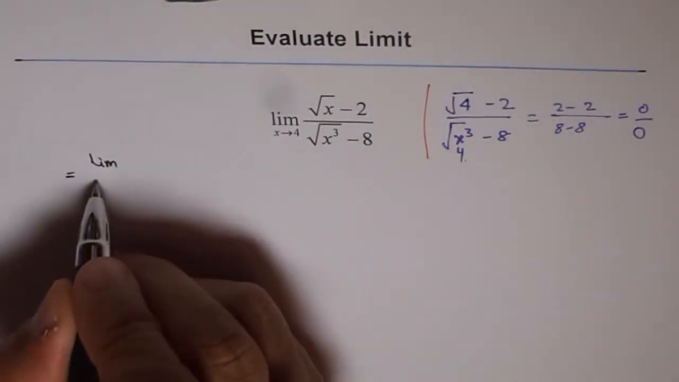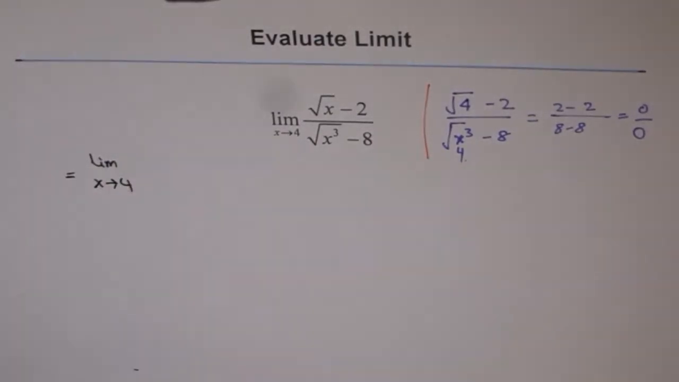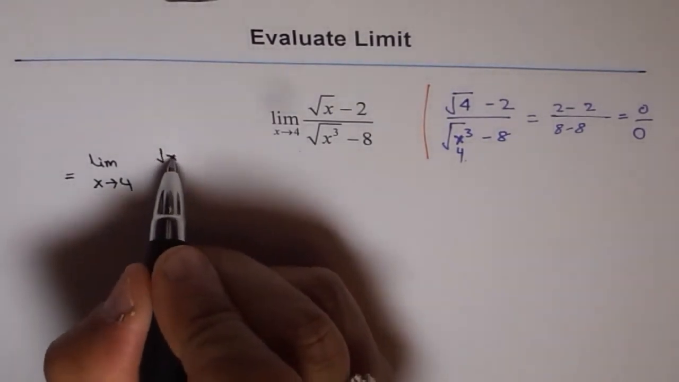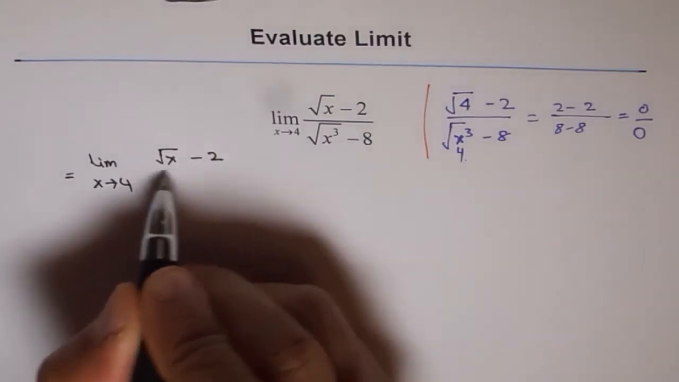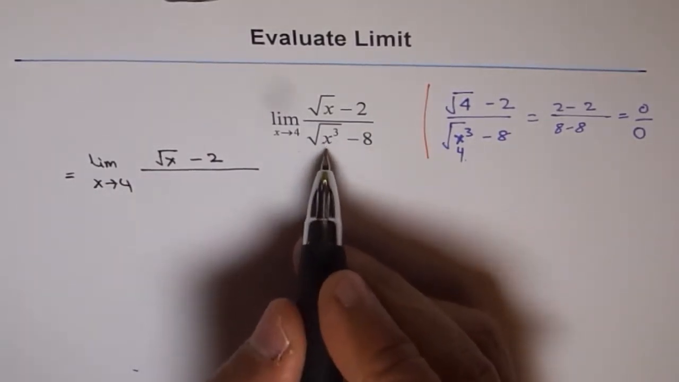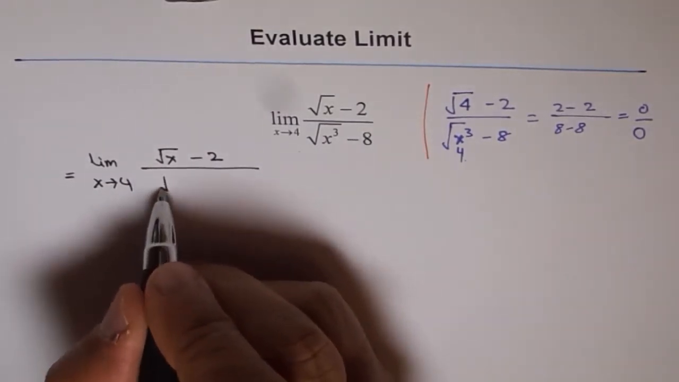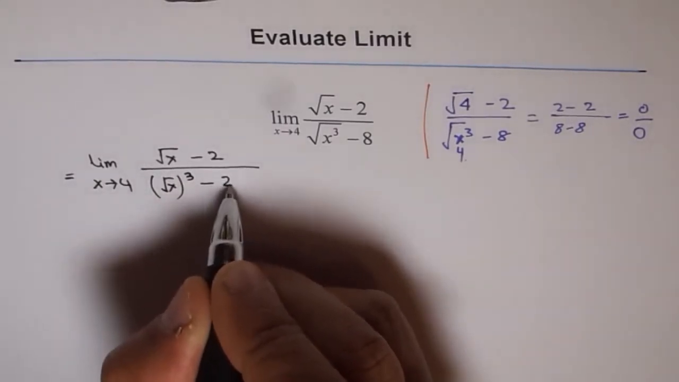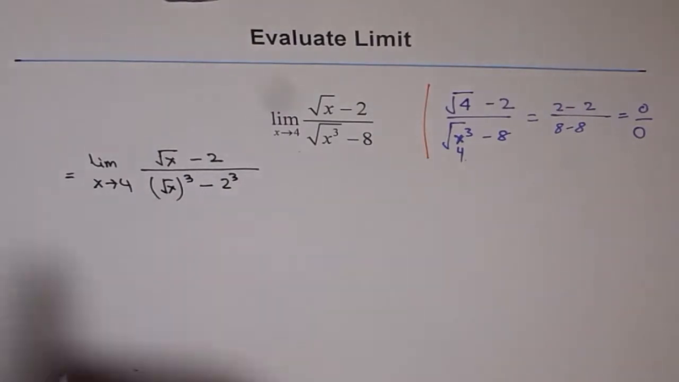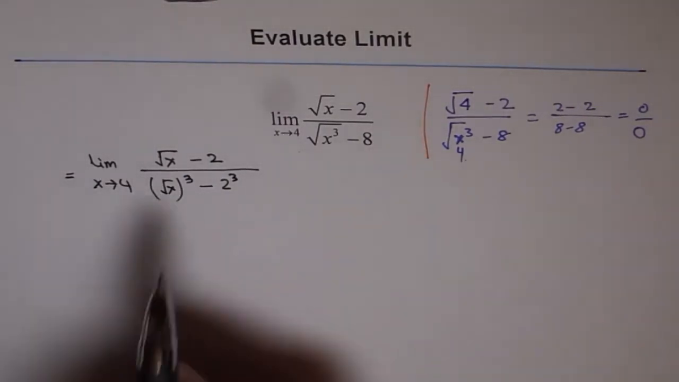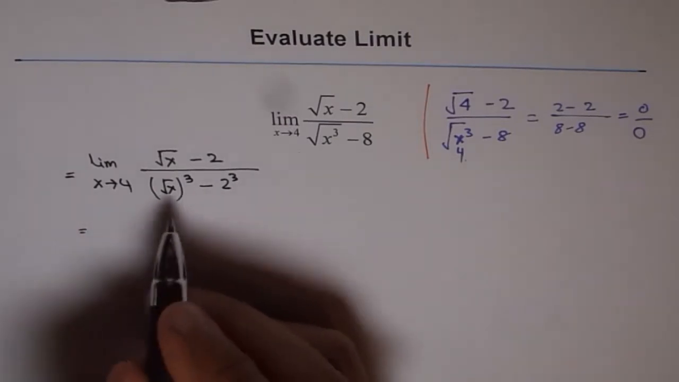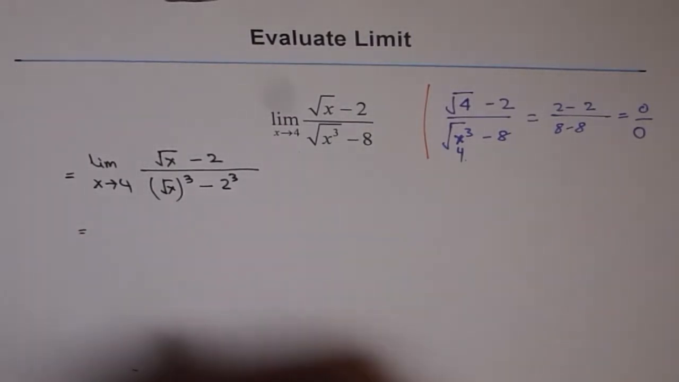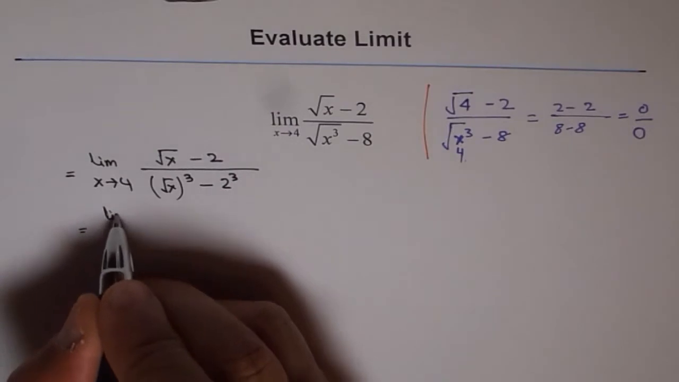So it says limit as x approaches 4, and let's look at it in a different way. We'll look at it like this: square root of x minus 2, divided by, we'll look at it as a difference of cubes. This is square root of x, let me write this as cubed, minus 2 cubed. Now in the denominator, I have a difference of cubes, right? So I can always expand it, and then we'll have factors which could be cancelled.